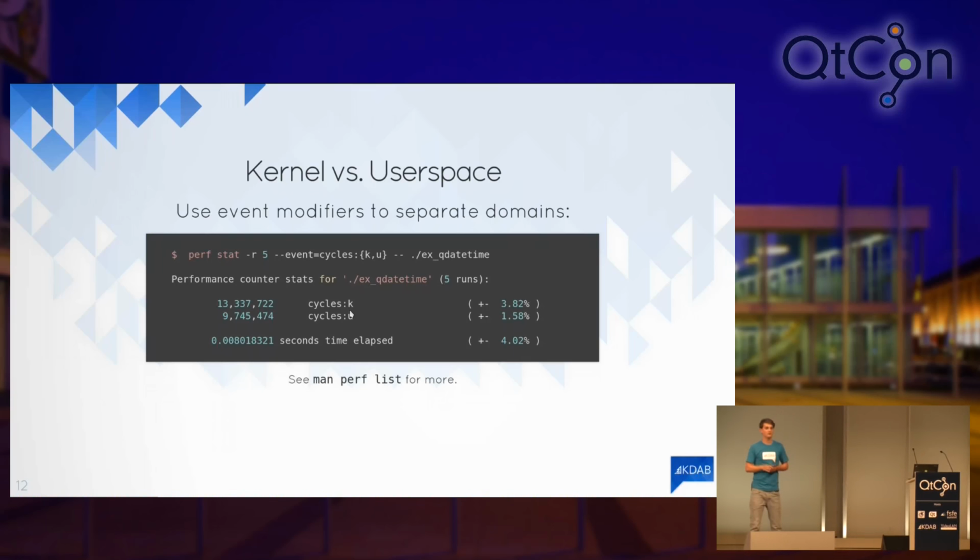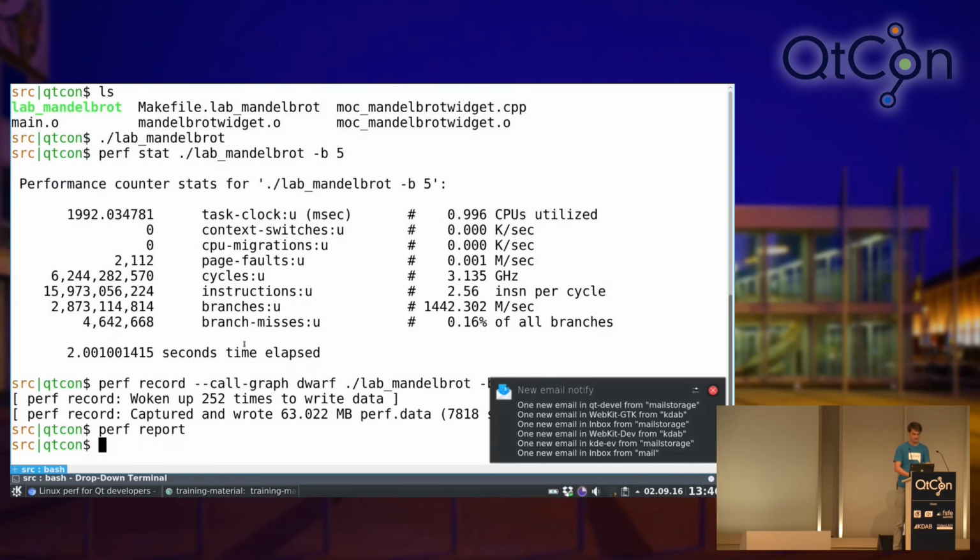So I can measure only cycles spent in your driver inside the kernel, and I can only measure the stuff that is happening inside your application, actually. If you look at the man page for perf list, actually most of the man pages are pretty good, you can see what you can use as modifier.